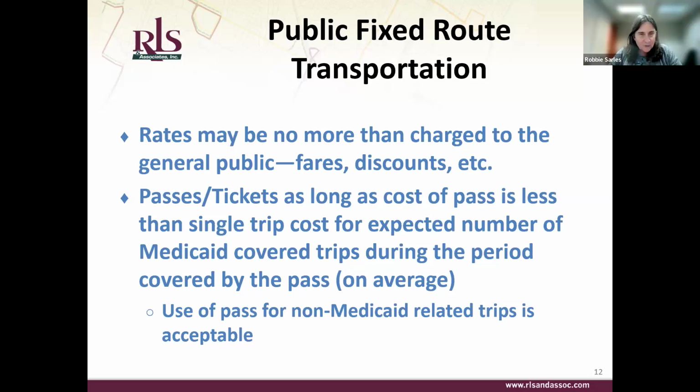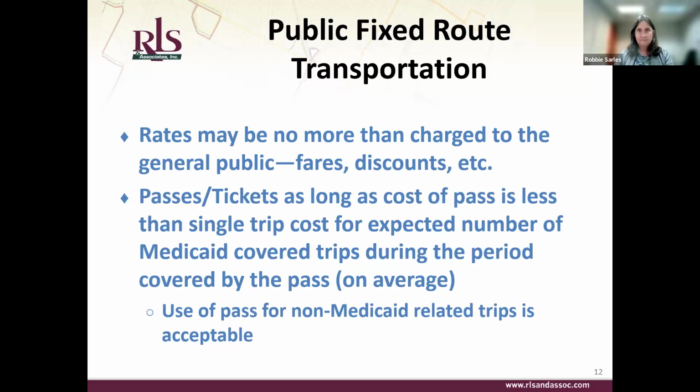How it is to be determined whether or not a pass or a ticket can be used, but also the acknowledgement that if in fact that individual uses that pass for other purposes, that's acceptable as well. If they use that pass to go to the pharmacy, if they use that pass to go to work, if they use that pass to go to the grocery store, that's accepted as well, as long as the base Medicaid trips are being provided. So like I said, it seems commonsensical, but it is really good that we've seen it very clearly written.